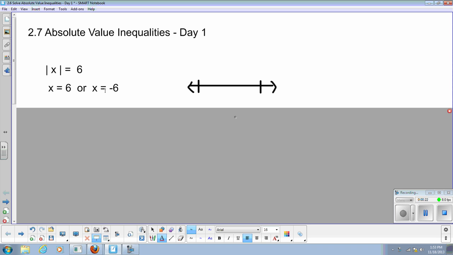We said that we actually had two solutions, x equals 6 or x equals negative 6. We say "or" here because the number can't be both of those at the same time in an equation. So we either say x equals 6 or x equals negative 6.